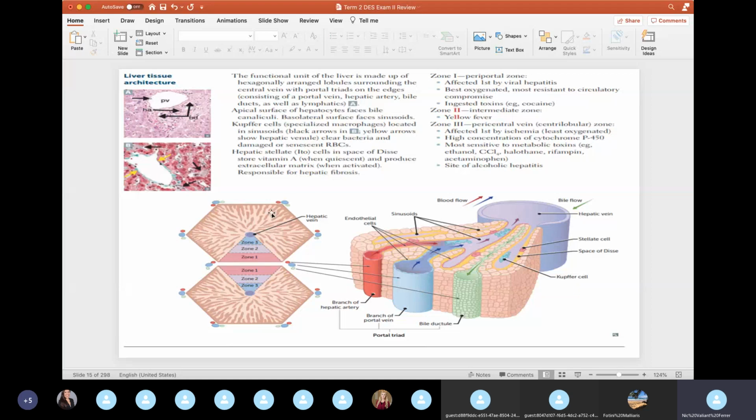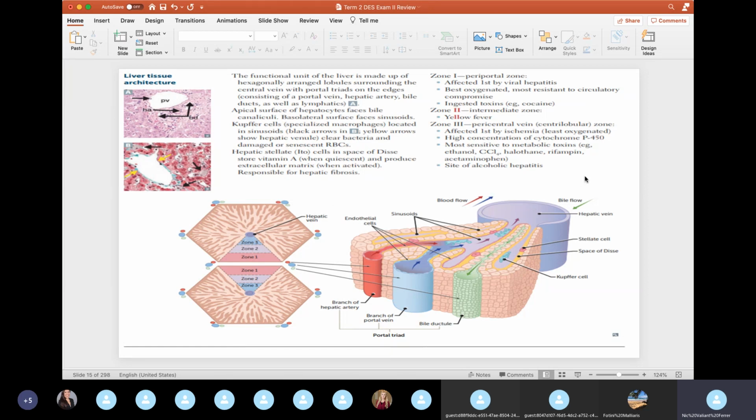Good. So there are different zones in your lobules, right? Much closer to the portal triad is your zone 1. The much closer to your hepatic vein is your zone 3. So zone 1, zone 2, zone 3. Zone 1 is commonly affected by viral hepatitis. So if we have hepatitis B, of course, this is the most common zone that's affected. Also, if you ingest toxins, for example, if you use cocaine, zone 1 is the most commonly affected. Zone 2 is yellow fever. So if you have yellow fever, zone 2 is affected.